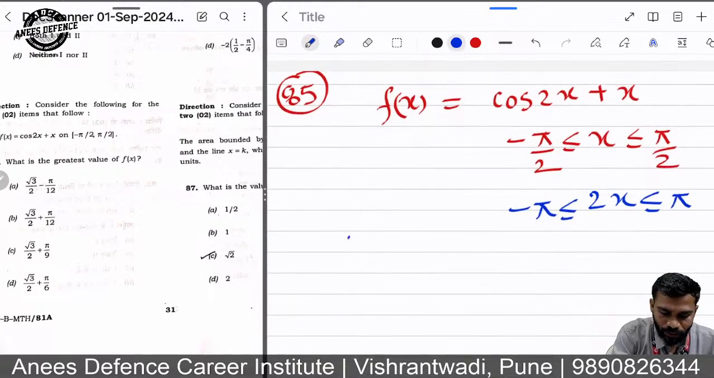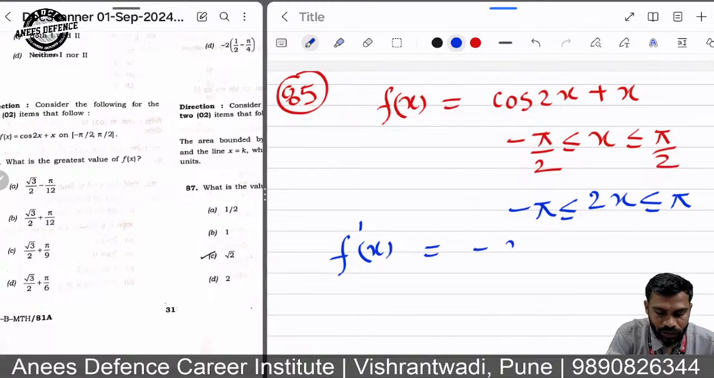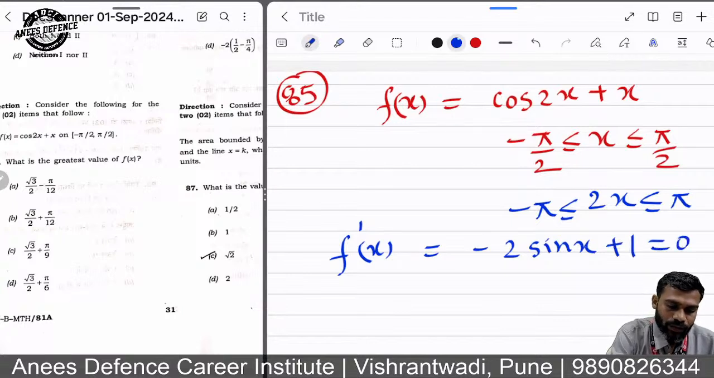See, first of all, we have to find out f dash x, right? Now, f dash x is equal to minus 2 sine 2x plus 1. We have to equate to 0. So, we will be getting sine x is equal to half.